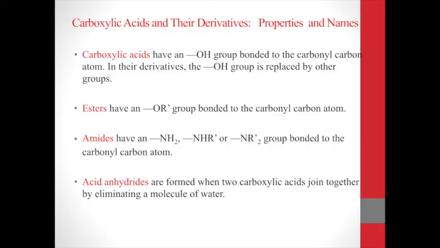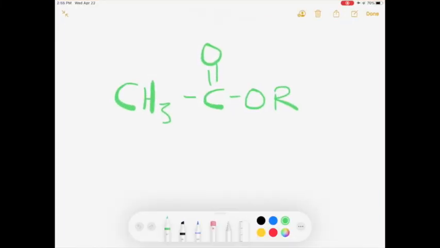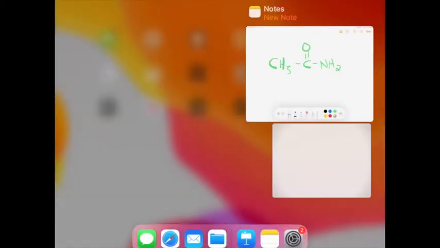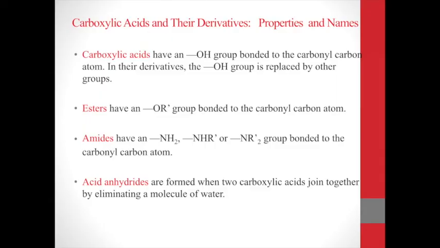For amides, the OH group is replaced with a primary or secondary amine. So instead of the OR group, the amine is going to attach there, and we will have the amide. And we'll look at acid anhydrides. They're formed when two carboxylic acids are joined together.